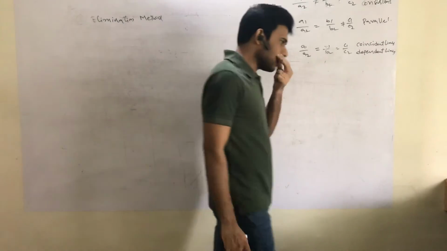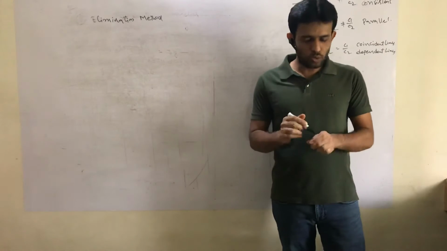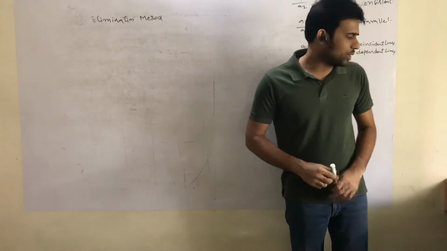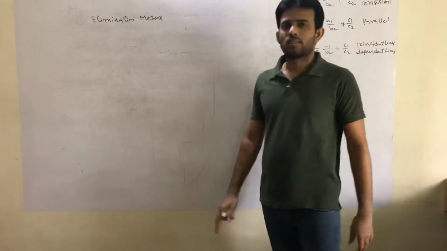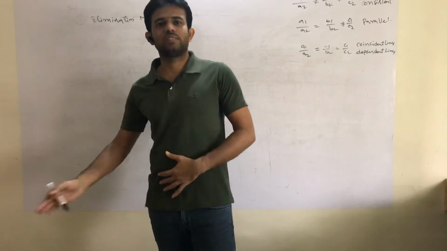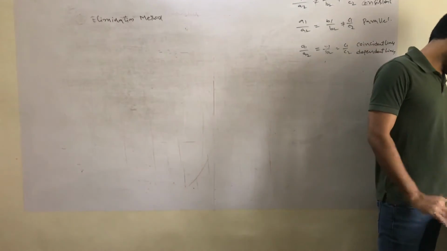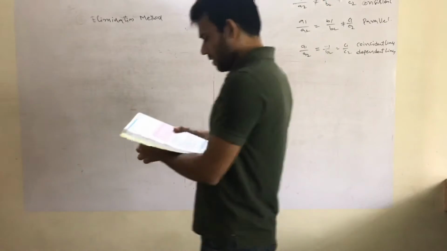So elimination method, by the name itself, it says you need to eliminate something. So we have 2 variables, right? In the pair of linear equations, we have x and y. So what you need to do is eliminate one variable. Okay, let's eliminate x. You find the value of y, and then substitute that value of y into any of the equations. You get the value of x. Okay, then we'll take it through some steps.